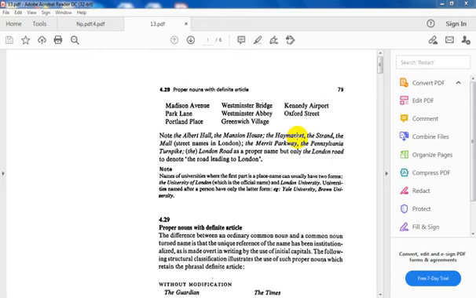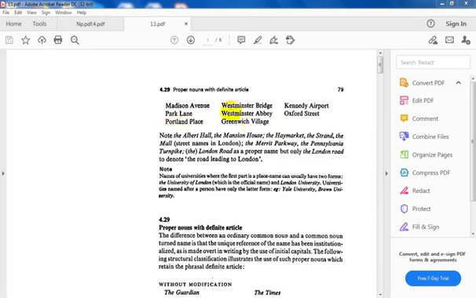Examples of the name plus common noun, like Madison Avenue, Westminster Bridge, Kennedy Airport, Park Lane, Westminster Abbey, Oxford Street. See, Street is the common noun, and Oxford is the name of the place. Village is the common noun, Greenwich is the name. Place is the common noun, and Portland is the place.